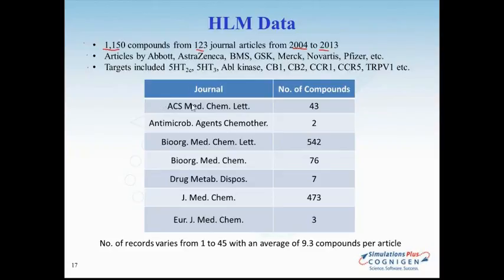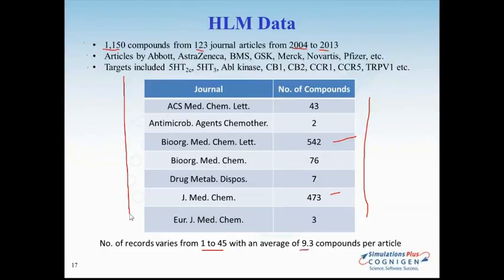Then this table is simply the list of the journals and the number of compounds extracted from each one of these. The majority of data points come from Bioorganic and Medicinal Chemistry Letters and the Journal of Medicinal Chemistry. The number of records varies from 1 to 45, so the most we extracted was 45, and that was an average of 9.3 compounds per test article.